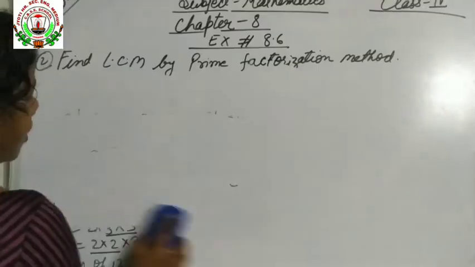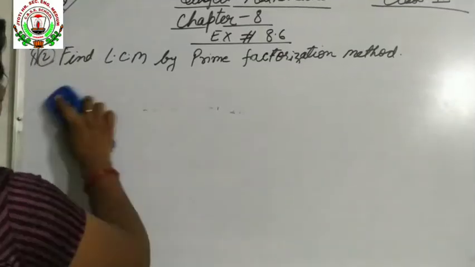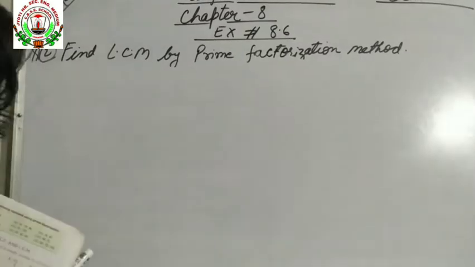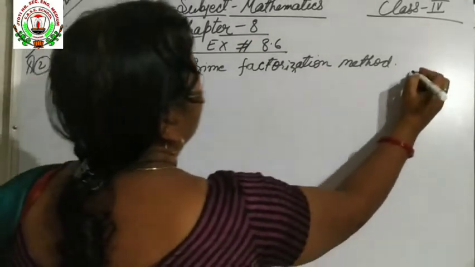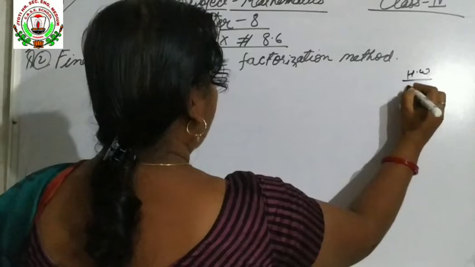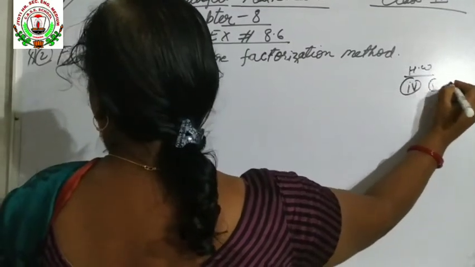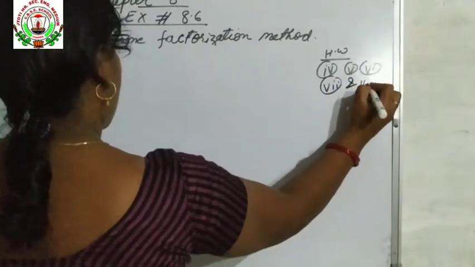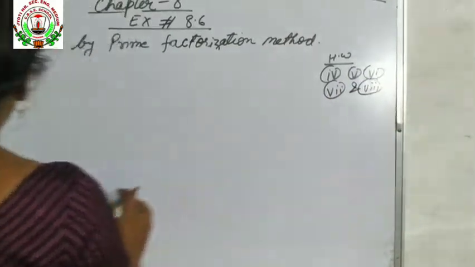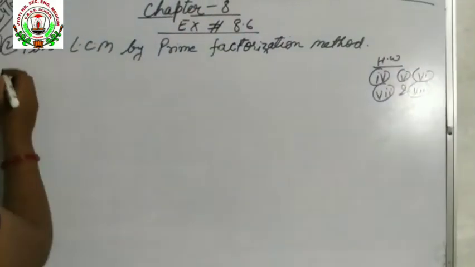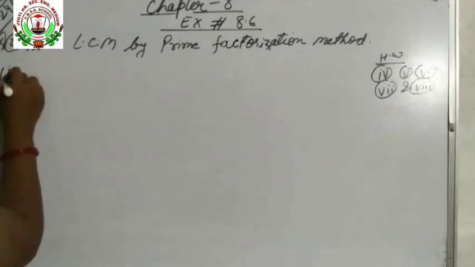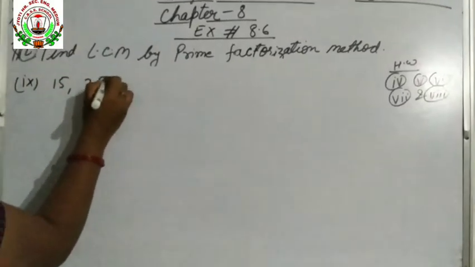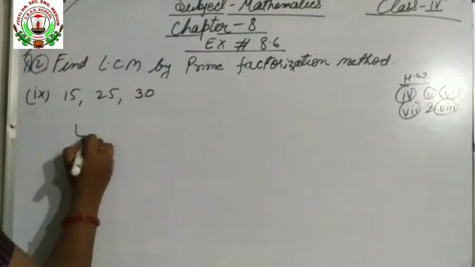I am solving number 9. You will do this. It is the same. Numbers 4, 5, 6, 7 and 8, 2 digits are there. Okay. One more question we will do here, that is number 9. 15, 25 and 30.